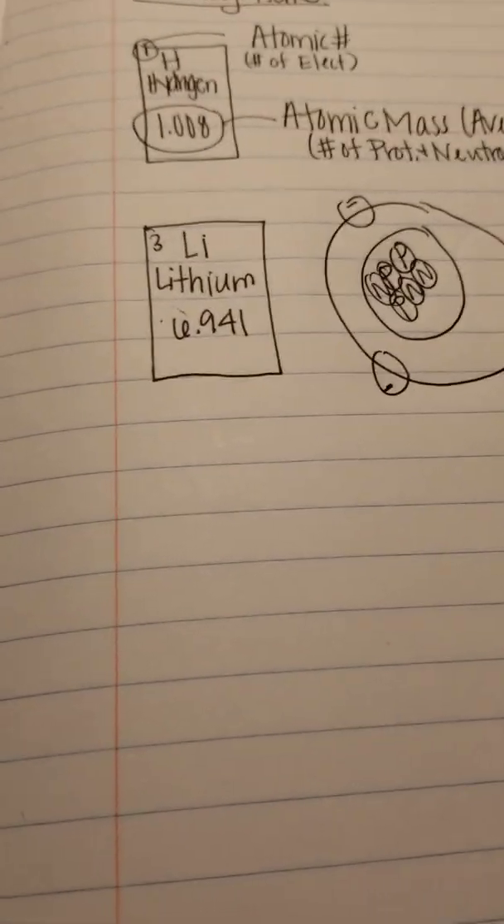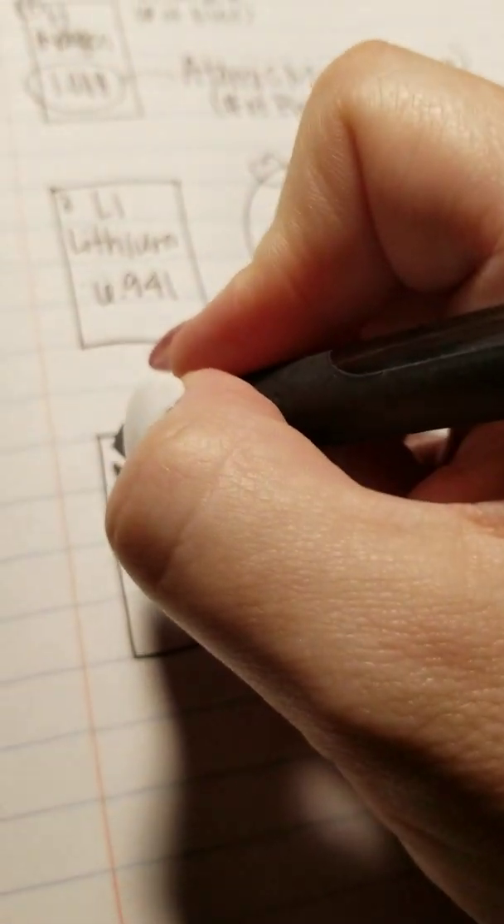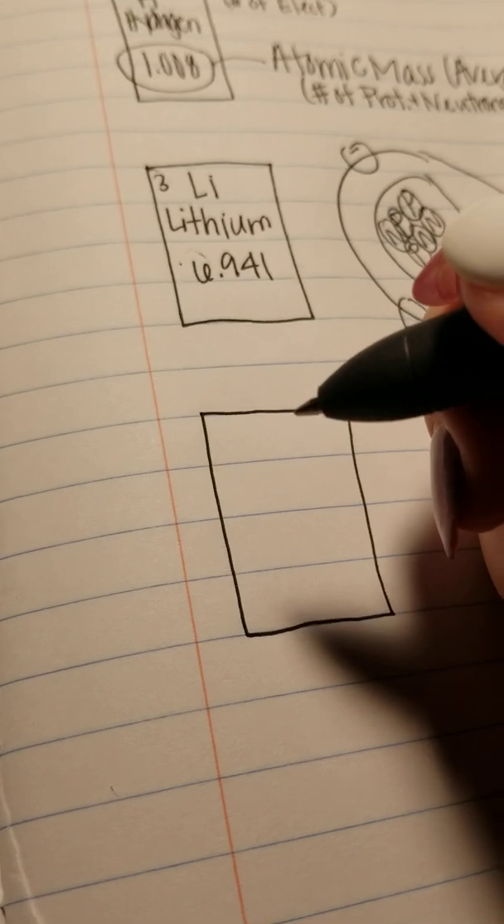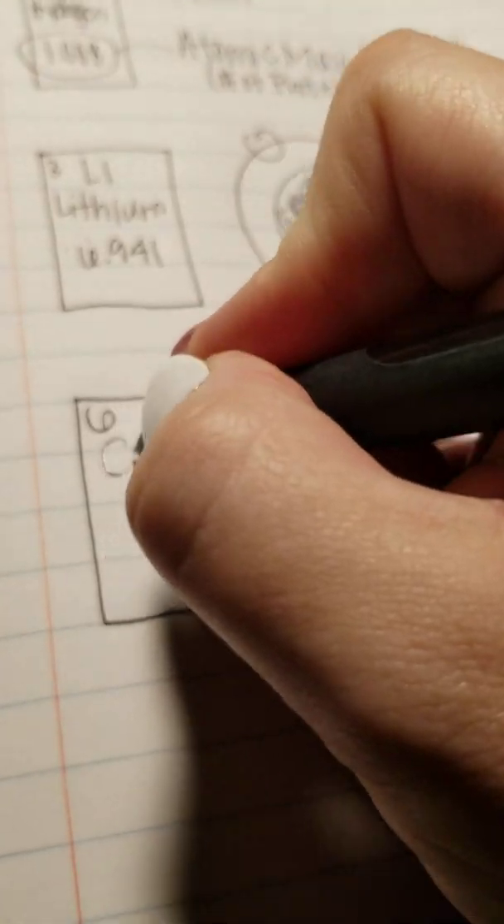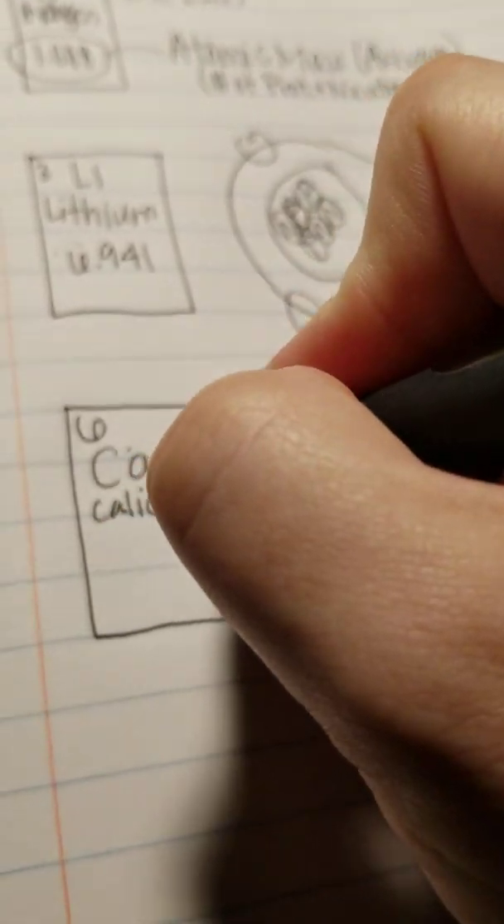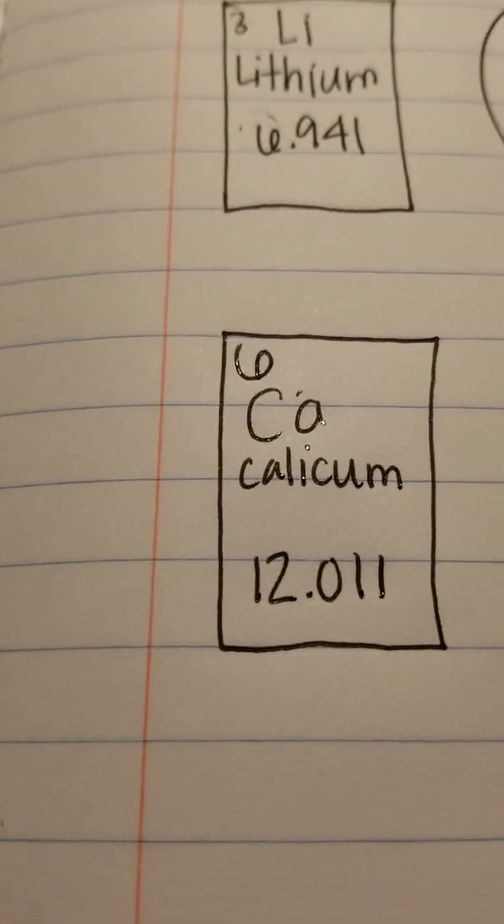Okay, let's do one more together. And then go ahead and go to the next slide, and you are going to do it independently. All right, let's do, I was thinking, nope, not doing that one. Calcium, or yeah, calcium. Ca, calcium, and it is 12.011.